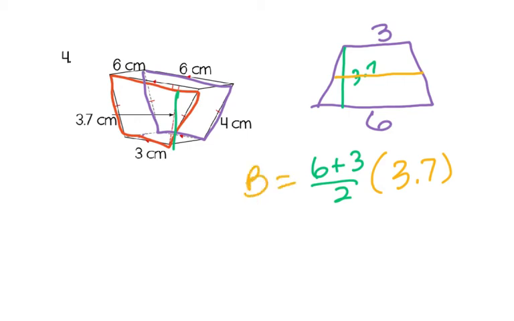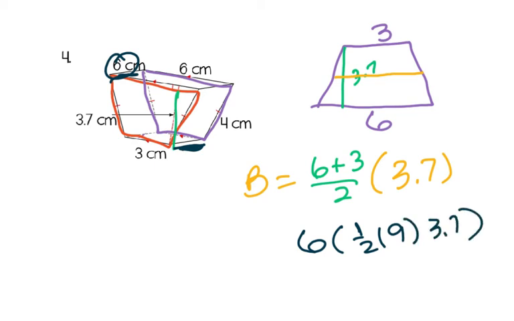And then once I get that, I'm going to look at how high I'm going to stack it, and I'm going to stack it this high. Okay, and so what is that? That is 6, so you have to kind of look around maybe for the measurement. So I'm going to say 6 times 1/2 times 9 times 3.7. So I'm going to put that all in my calculator, and it comes out to 99.9 centimeters cubed. So go ahead and just make sure that you can get that.